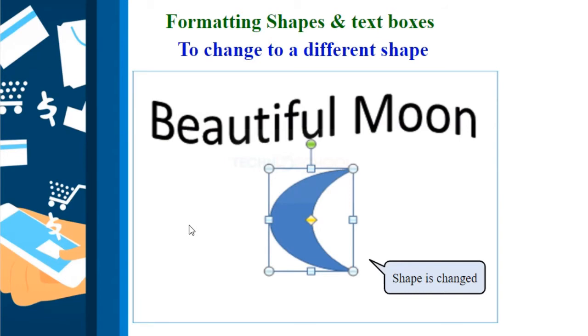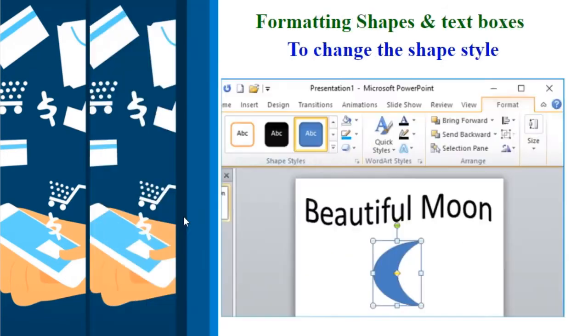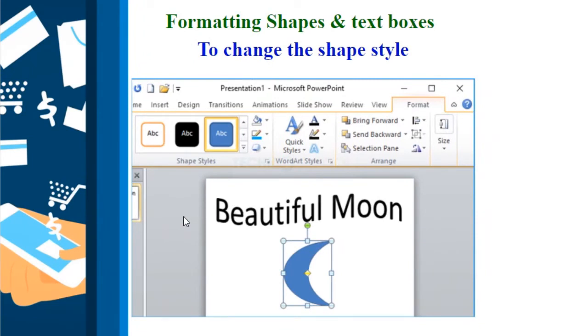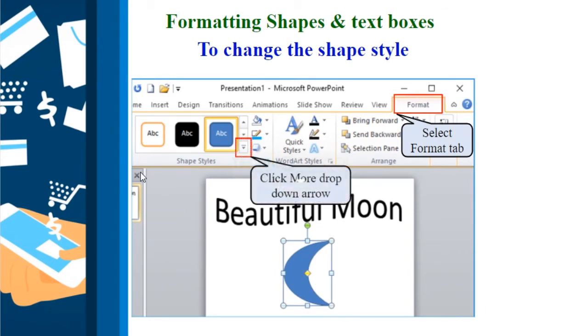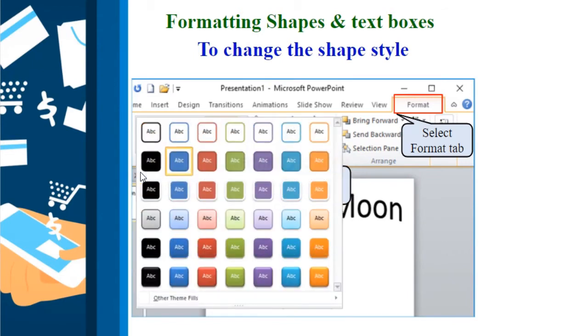So the shape is changed now. Next is to change the shape style. Select the shape or text. The format tab will appear. Click the More drop-down arrow in the Shape Styles group to display more style options. Then move your cursor over the styles to see a live preview of the style.